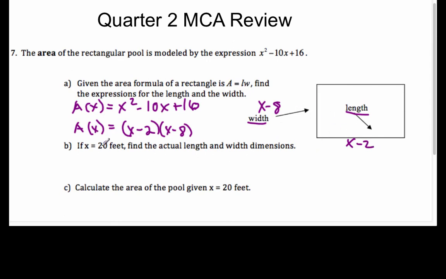So now let's come over here and it says for B, if x is 20 feet, find the actual length and width of the dimensions. All right, so length is going to be x minus 2, so that's going to be 18 feet. The width is going to be 20 minus 8, so that's going to be 12 feet.